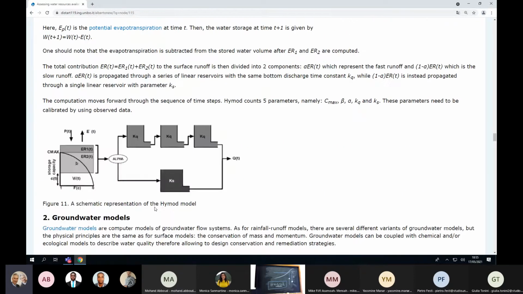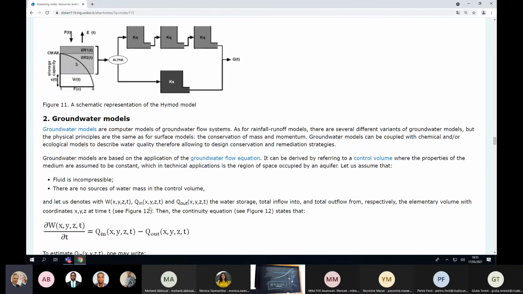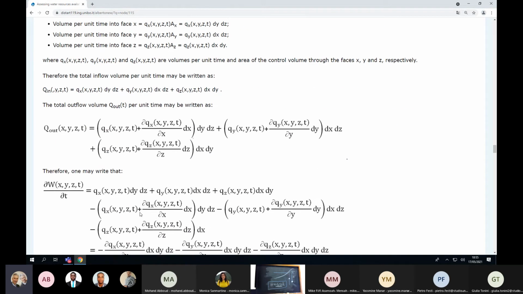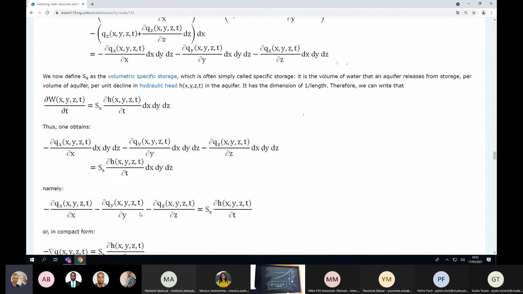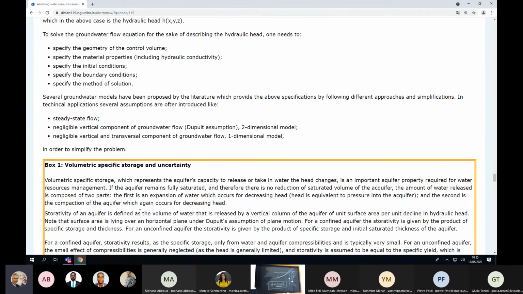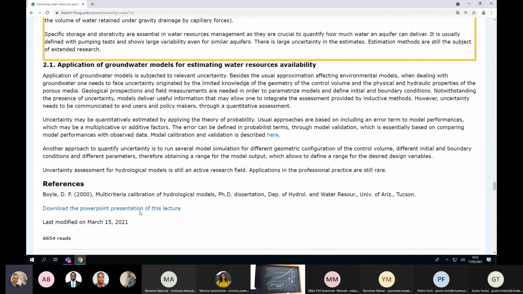And then there is groundwater flow equation. This is something that may be asked. So how to derive the groundwater flow equation, and then you have to remember this mathematical development. Okay. I am scrolling down for, okay, and that's it.